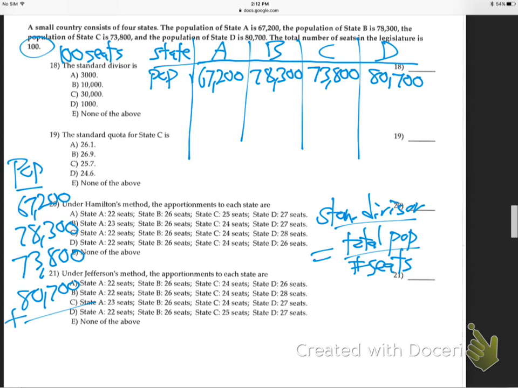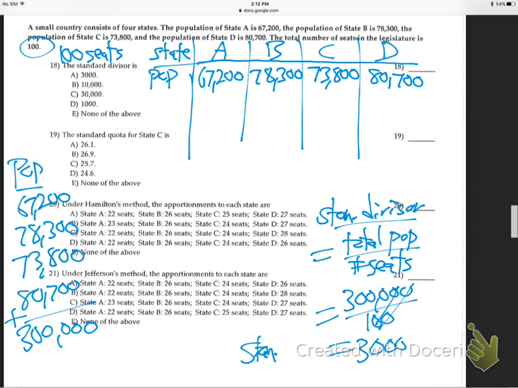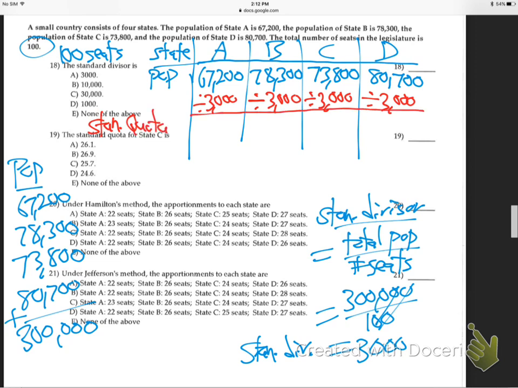Add all those up, you'll get 300,000. So that's the total population. So 300,000 divided by number of seats, which is 100. That just cuts off 2 zeros. So the standard divisor is 3,000. That's what we divide them all by. We go back and divide each by 3,000, and we get what's called the standard quota, what they should get to be truly fair.